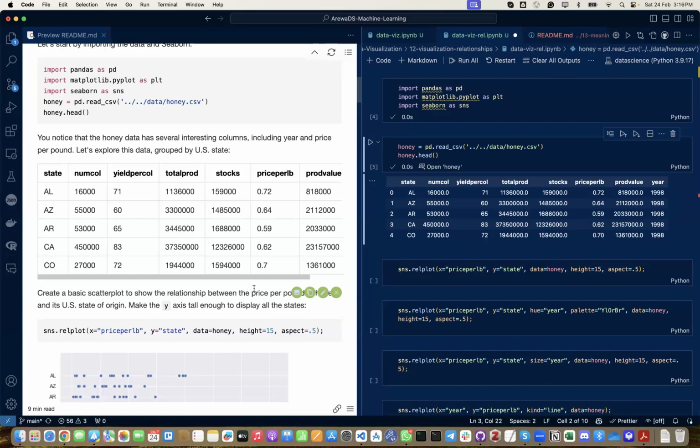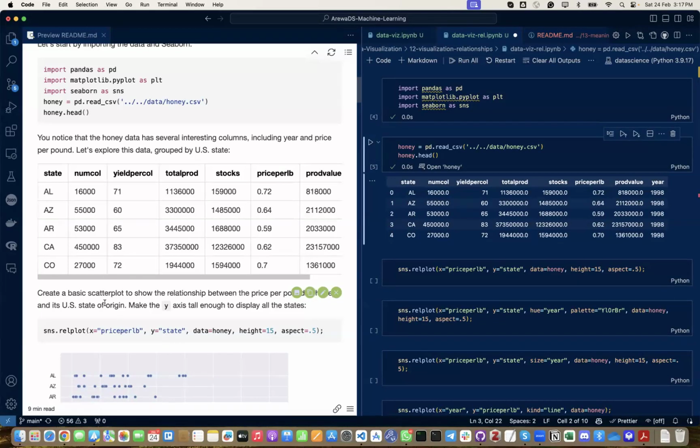But in here you have the state column, the yield per colony, the number of colonies. So the state, the number of colonies of the bees, the yield per colony, the total production, the stocks, the price per LB, I think that is pound. Then the production value, and the year this data was recorded. It dates back to 1998, when some of us were not even born.